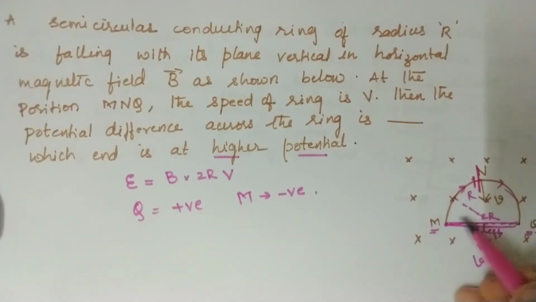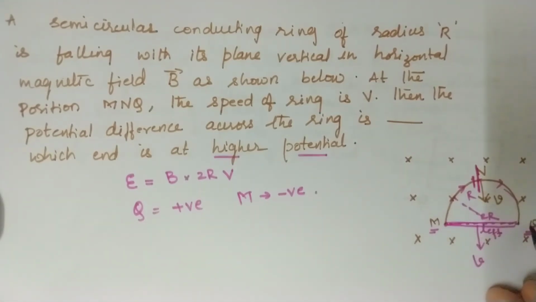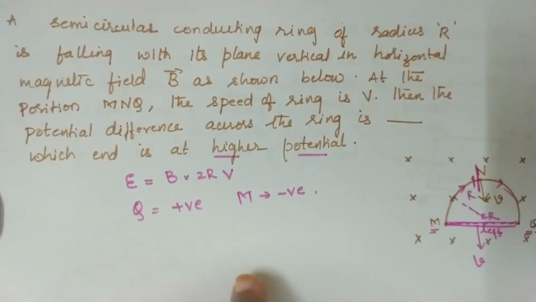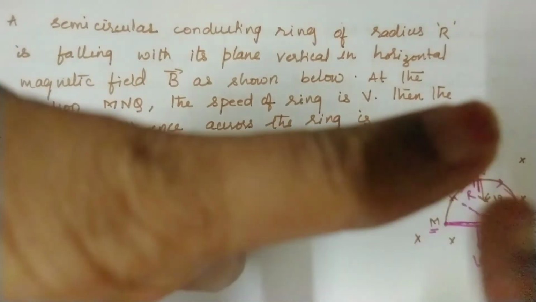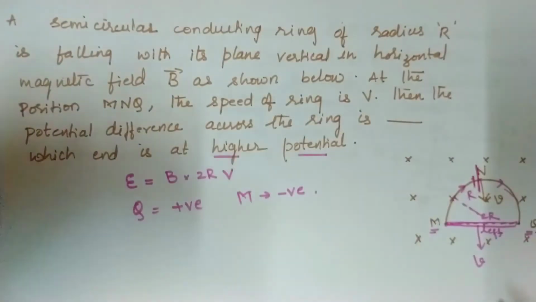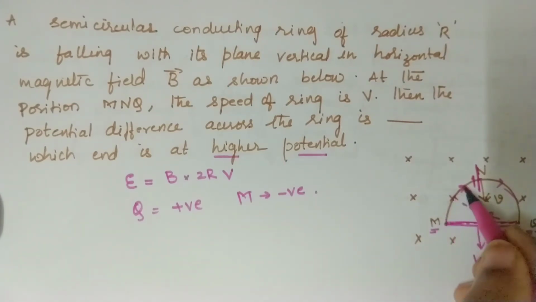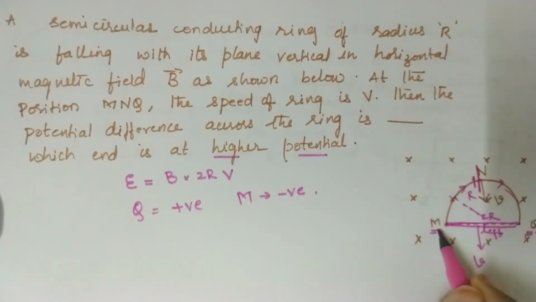Again I am repeating, to know which end is positive and negative, you can also use the magnetic Lorentz force. Field is inward, you are moving the rod downward, thumb is pointing out towards right. Since this is the direction of magnetic force, positive charge will move from M to Q. Q becomes positive, M will become negative.